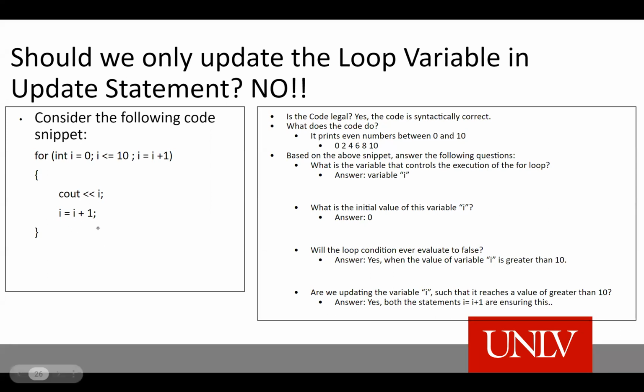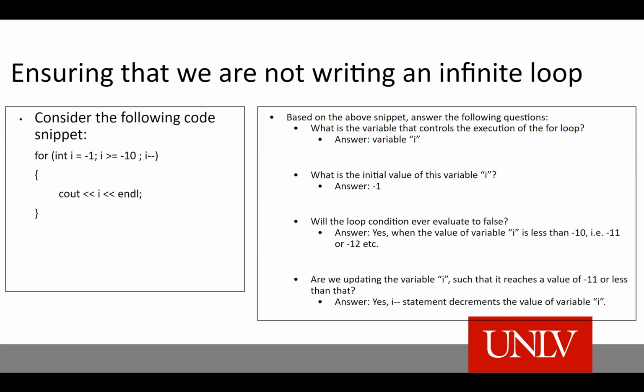And it's totally legal, totally valid, syntactically and semantically correct that you can play around with your loop control variable even inside the for loop body. And in this case, both these update statements, I equal to I plus 1, are ensuring that our for loop will stop at a particular point of time.